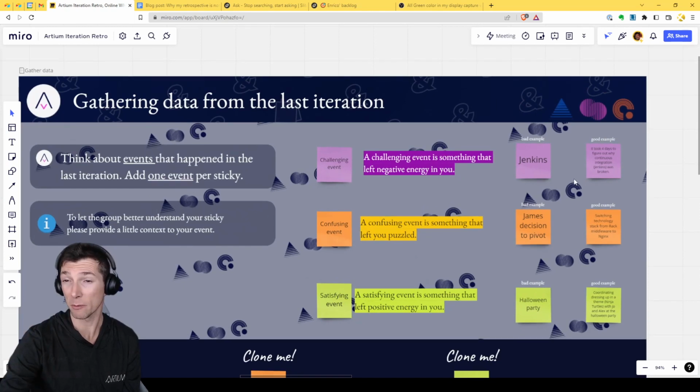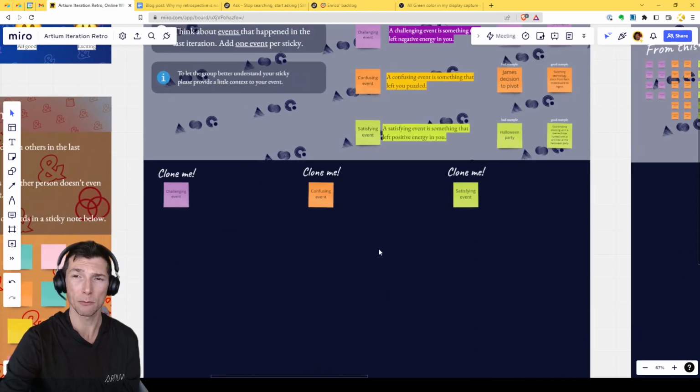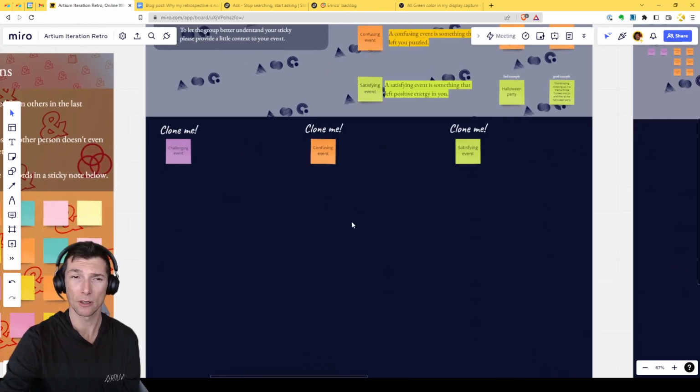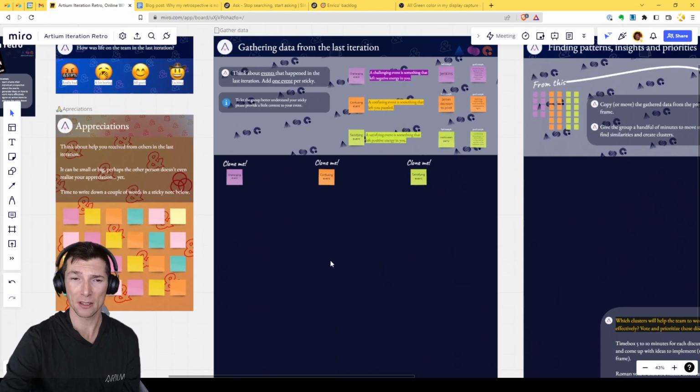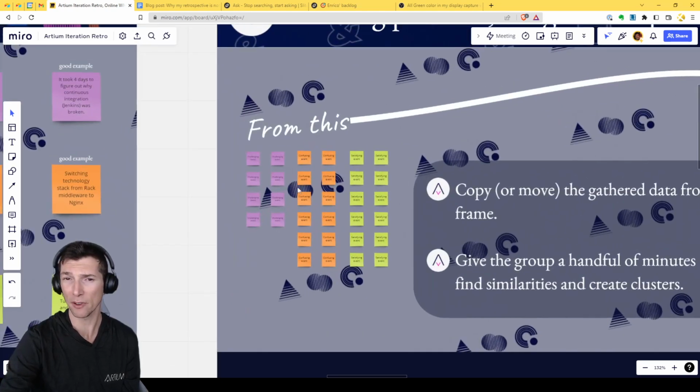Here I give some examples so that the group can understand what that could look like. A bad example is something just like "Jenkins." Instead, give a bit more context to why this was a challenging event. The same goes for a confusing or a satisfying event: give a little bit more context, just a couple of words, not a poem, so that people will be able to understand what you're talking about. And so in this area, for about 5 minutes, we start collecting events. After we do that, we should have something like this, a list of events.